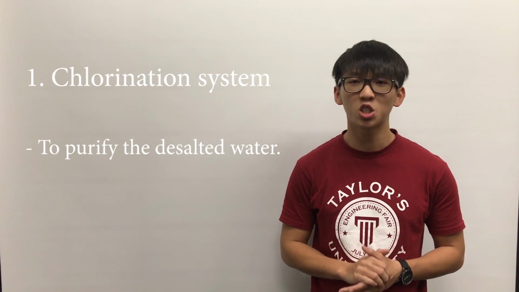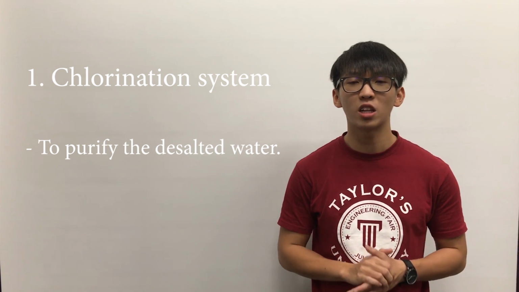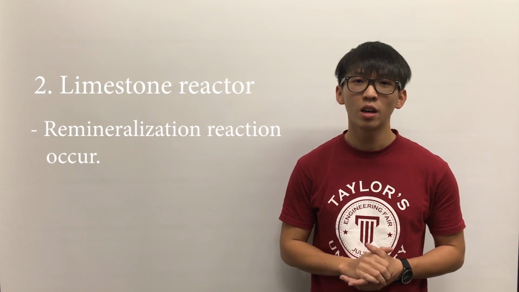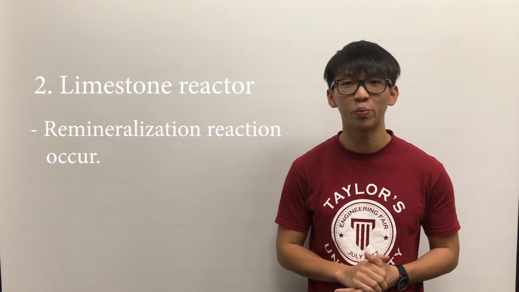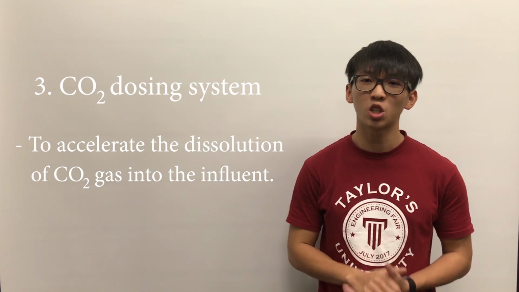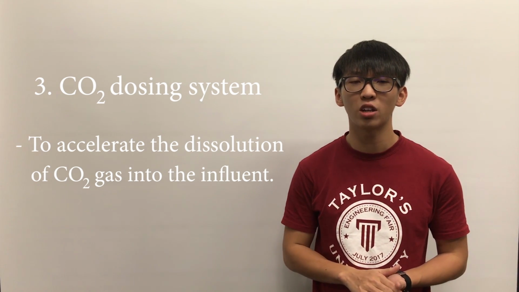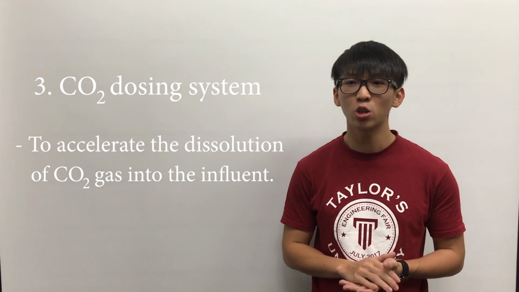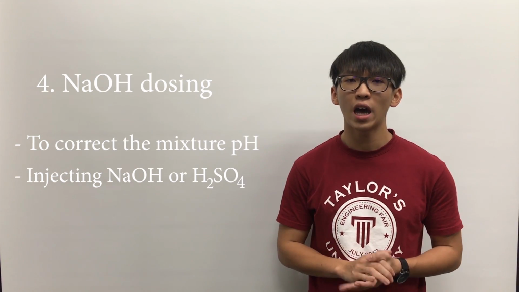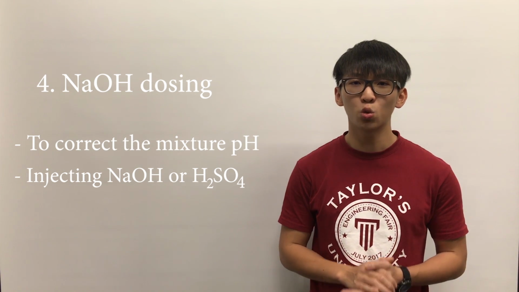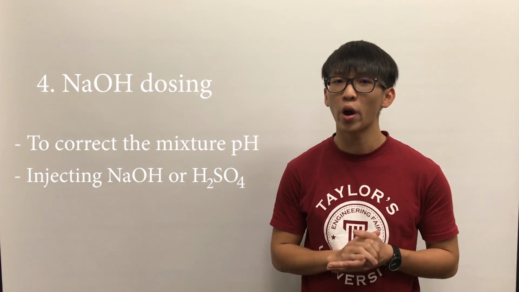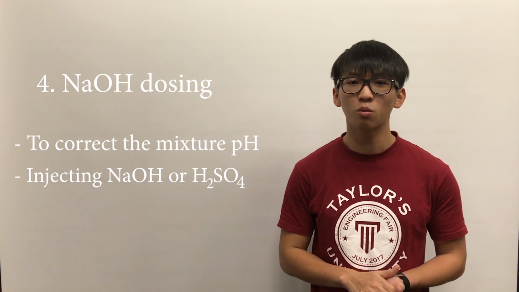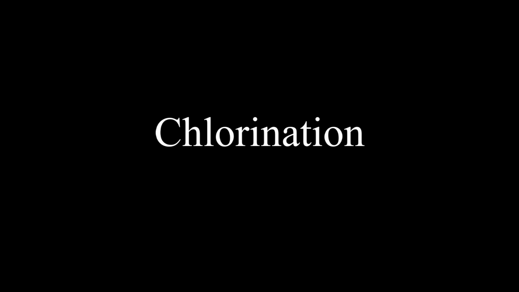First, chlorination system, which is to purify the desalted water. Second, limestone reactor, where the remineralization reaction occurs. Third, CO2 dosing system, which is applied to accelerate the dissolution of CO2 gas into the influent. 4. NaOH dosing, which is to correct the mixture pH by injecting NaOH or H2SO4 before being discharged to the product tank. 5. Buffer and storage.